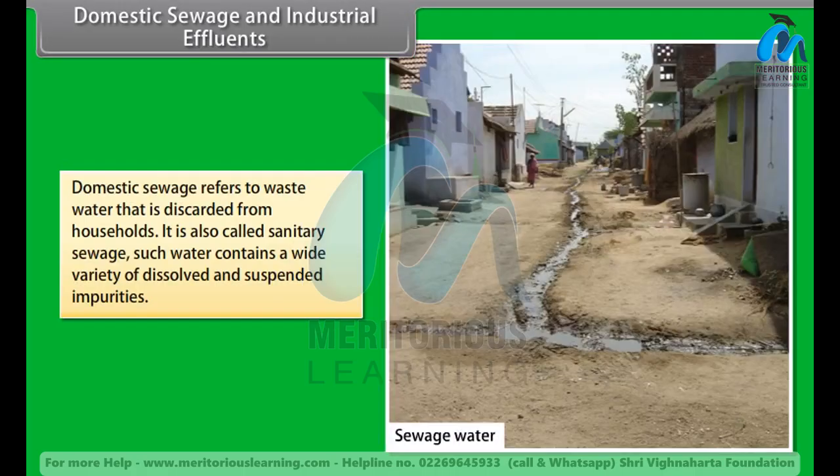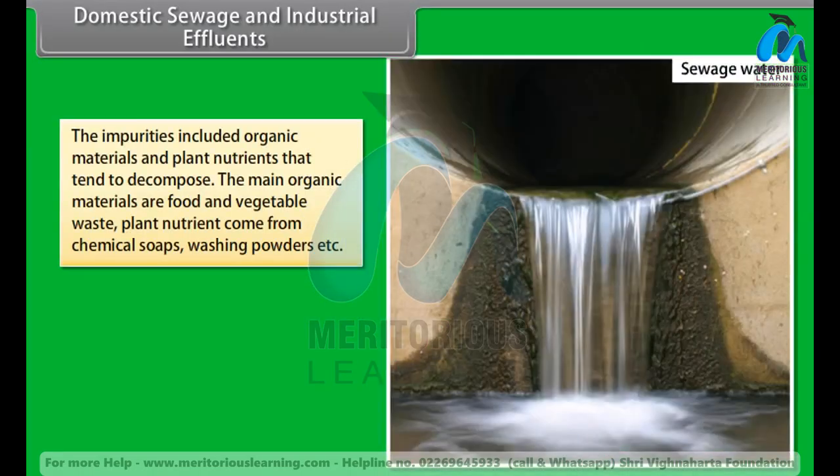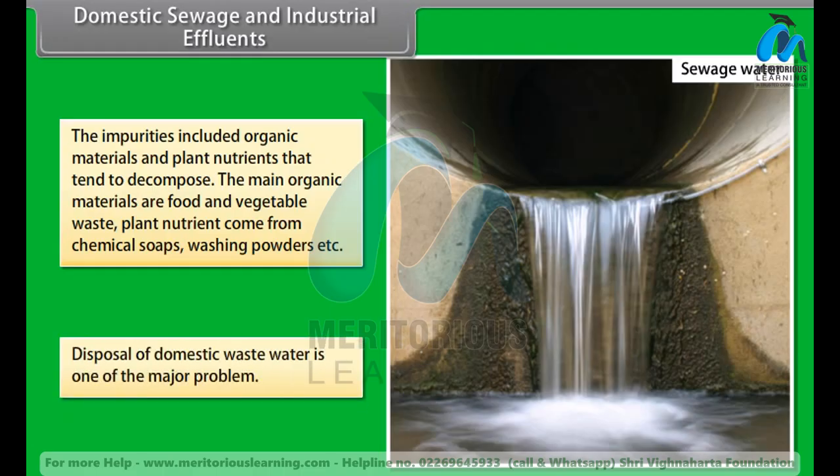Domestic sewage and industrial effluents. Domestic sewage refers to wastewater that is discarded from households. It is also called sanitary sewage. Such water contains a wide variety of dissolved and suspended impurities. The impurities include organic materials and plant nutrients that tend to decompose. The main organic materials are food and vegetable waste. Plant nutrients come from chemical soaps, washing powders, etc. Disposal of domestic wastewater is one of the major problems.